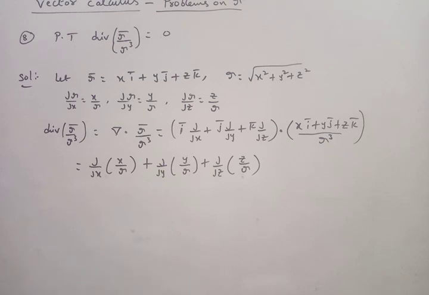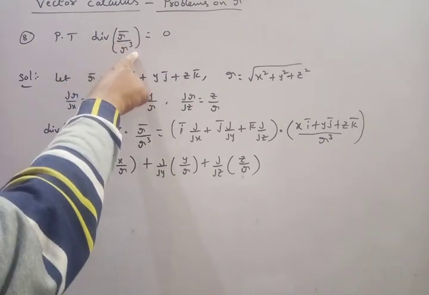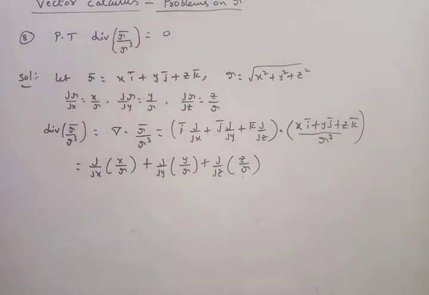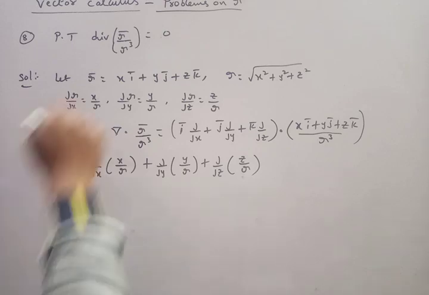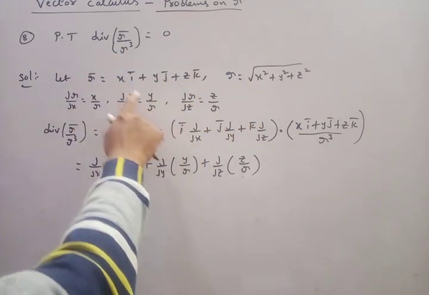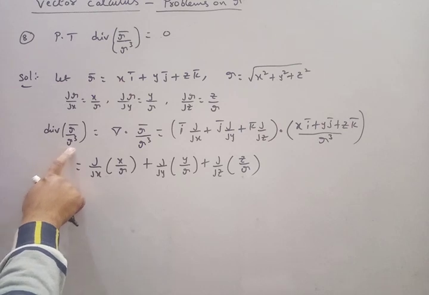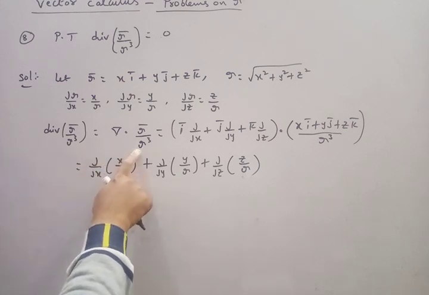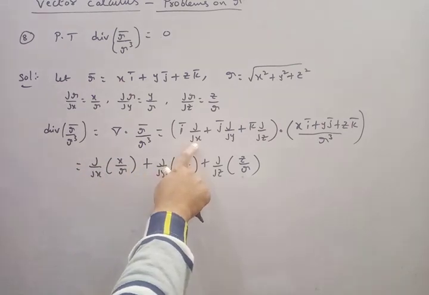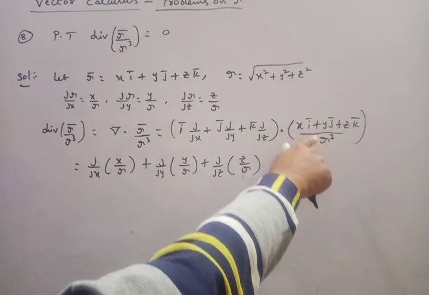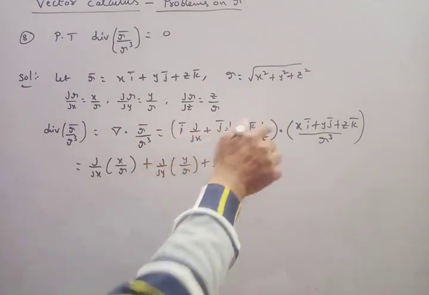Next problem. Prove that div of r bar by r cube is equal to 0. So it is a similar problem. Earlier it was r bar by r, now it is r bar by r cube equal to 0. So the same data we have to write: r bar, r, and dou r by dou x. So div of r bar by r cube is equal to del dot r bar by r cube. So del is this value, r bar is this by r cube. That means i bar dot i bar is 1.